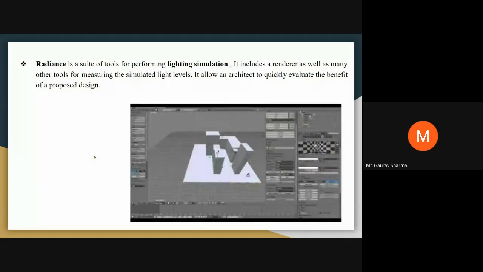In present day, the engineers and architects are working on software to assess the lighting condition inside a building. There is one software called Radiance. It is a suite, a software consisting of tools for performing lighting simulation. Simulation is what? What do you understand by simulation?